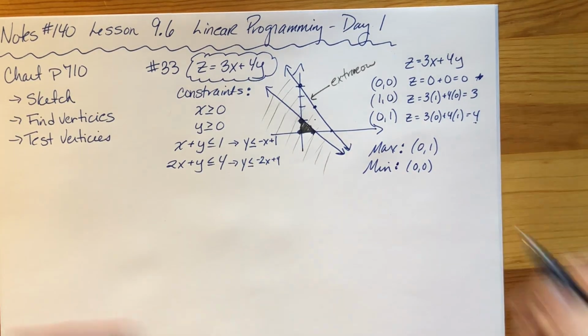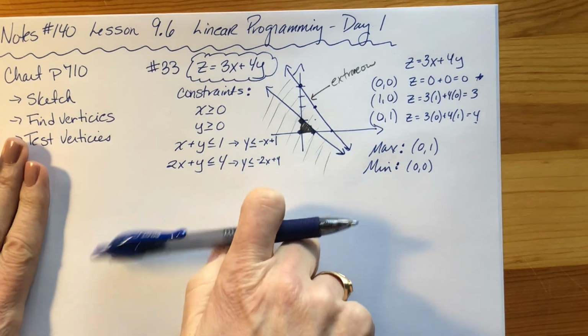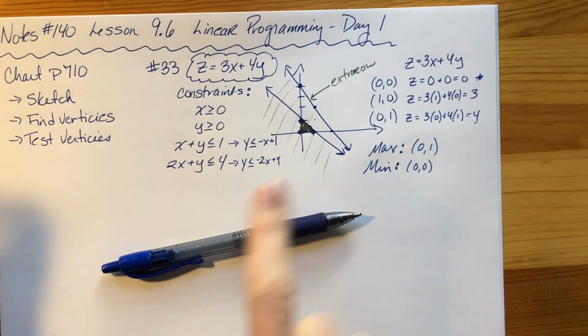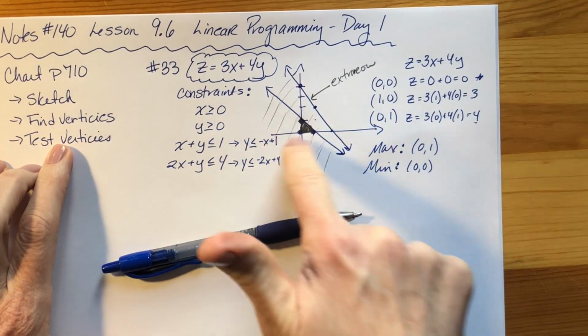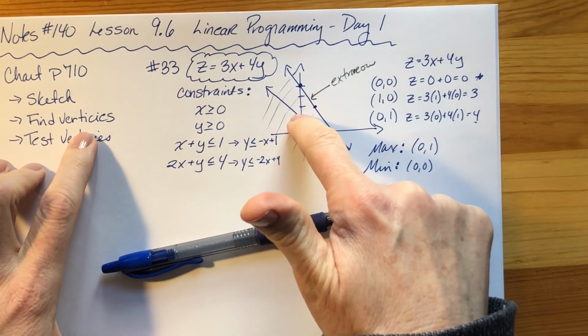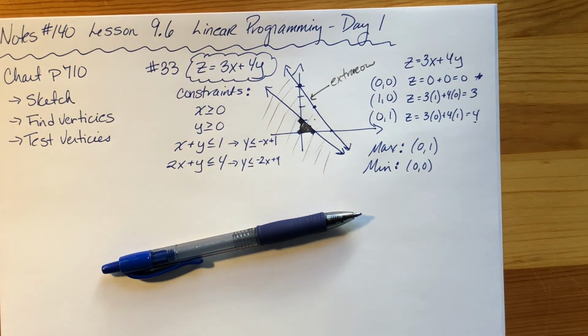And there'll be lots and lots of applications that we're going to use for this in the next day, word problems. But today, I just want you to focus on exactly what the directions say. Start with your sketch of the constraints. Find the vertices, and then you're going to test the vertices in the objective function. Really try to be neat. It's going to be important.